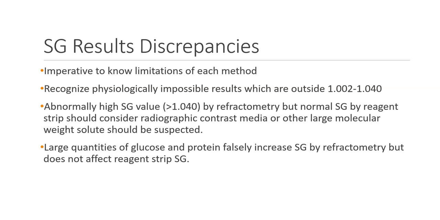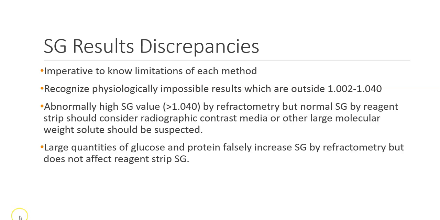An abnormally high specific gravity, greater than 1.040 by refractometry, but a normal specific gravity by reagent strips, should make you consider radiographic contrast media or other large molecular weight solutes. Again, the refractometer measures everything, including glucose, protein, and those radiographic materials. The reagent pad does not detect those. Large quantities of glucose and protein falsely increase the specific gravity by refractometry, but do not affect the reagent strip.